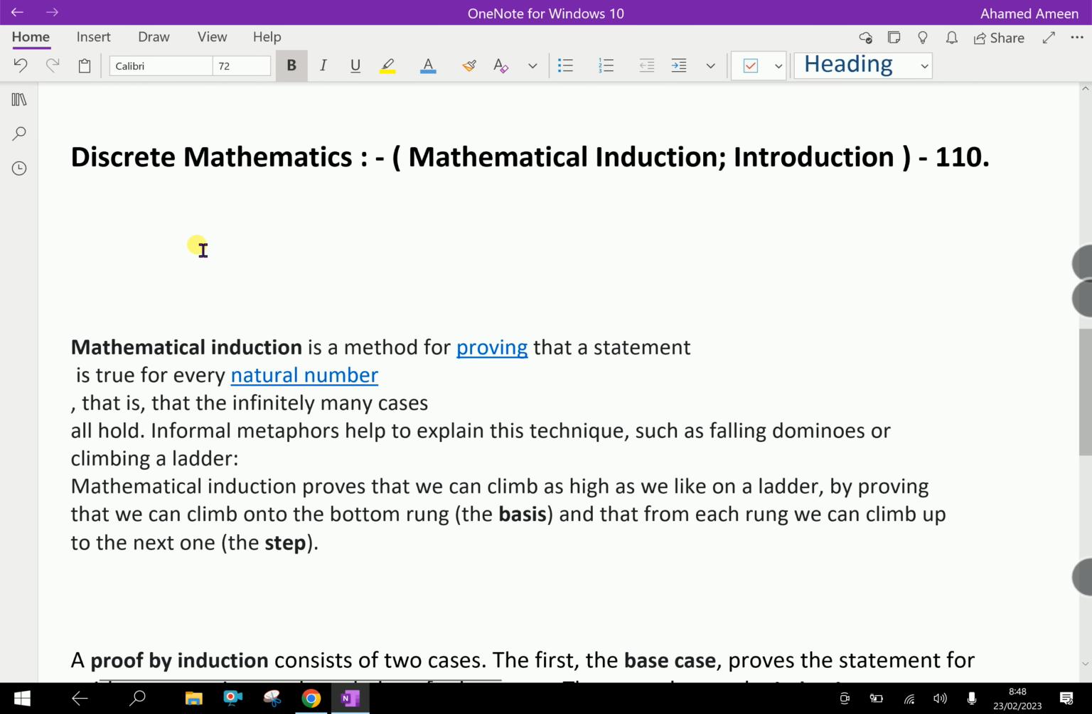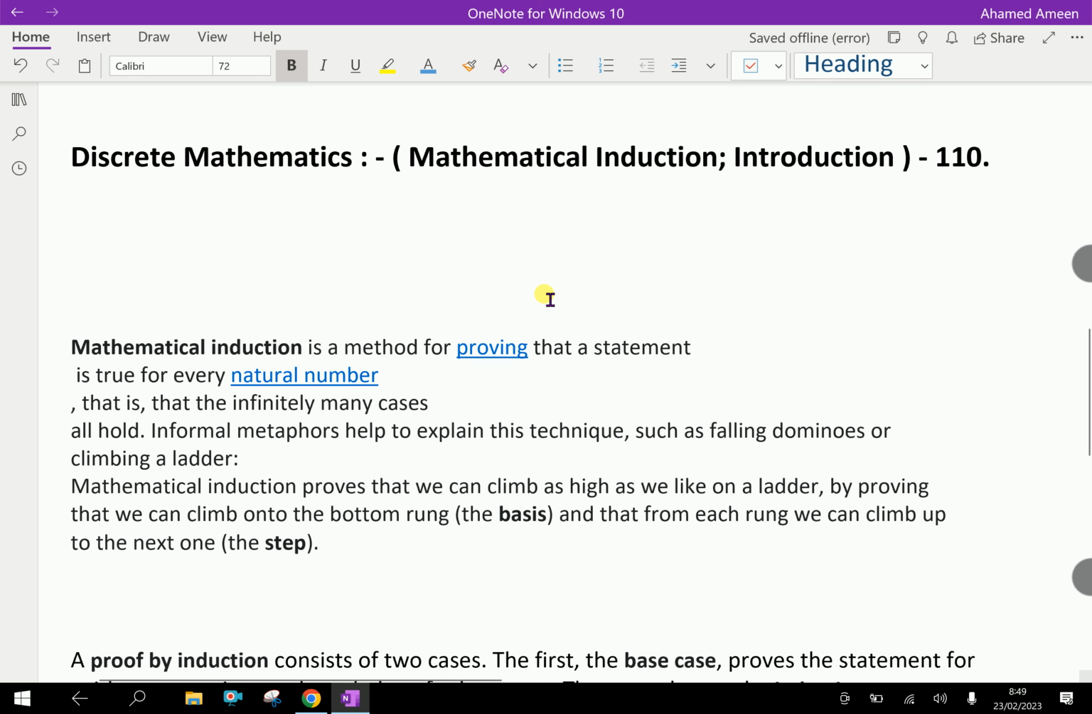Welcome to aminacademy.com. In discrete mathematics, let us discuss mathematical induction, some introduction. Suppose you have an infinite ladder, that means a very big ladder, and we want to know whether we can reach every step on this ladder.